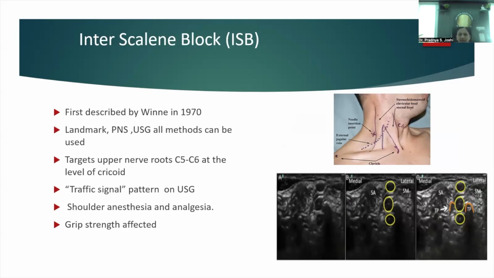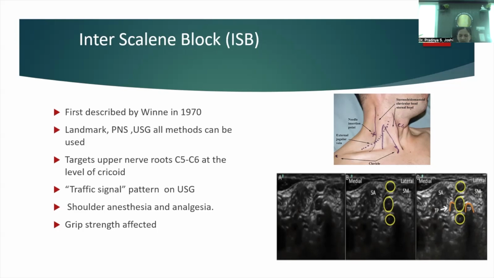This is the benchmark in the evolution, as I have already described. It can be given with landmark, PNS and USG, all methods. The target for this block is the C5-C6 root at the level of the cricoid. The traffic signal pattern on the USG is remarkable, and the block is used for both anesthesia and postoperative analgesia. Still, the grip strength is affected with the block.